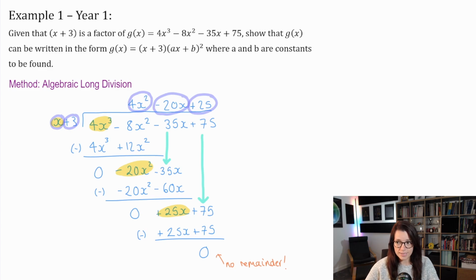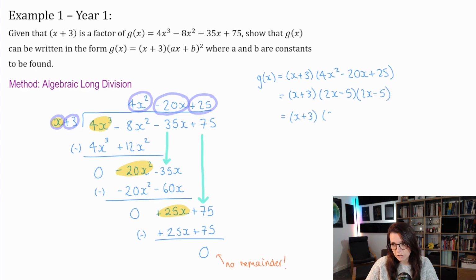To finish this one off, we can say that means g of x is equal to x plus 3, and then 4x squared minus 20x plus 25. We can then factorize that, so x plus 3, and then using whichever method you prefer, that would be 2x minus 5, 2x minus 5, which can then be written as x plus 3, 2x minus 5, all squared. And that is the form they required, so we could put as required. And you could even say that means a equals 2, and b is negative 5.